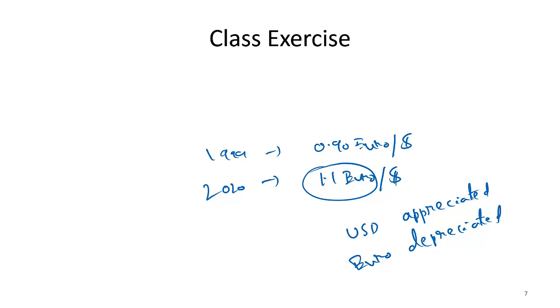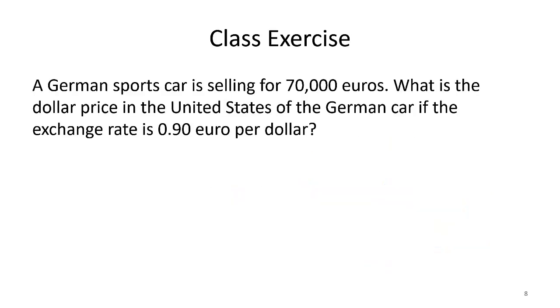Let's do one more exercise. A German sports car is selling for 70,000 euros. What is the dollar price in the United States of the German car if the exchange rate is 0.9 euro per dollar? So we have to convert. You are buying this German car in euro and bringing it to US. Obviously, you have to pay in dollars. Now, how much would be the dollar price? That's what we want to figure out.